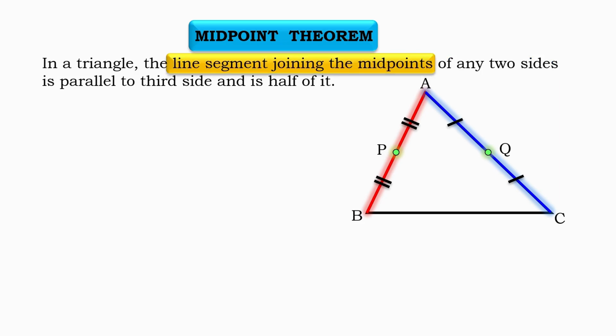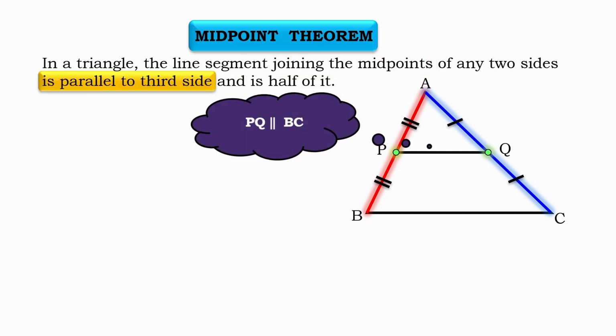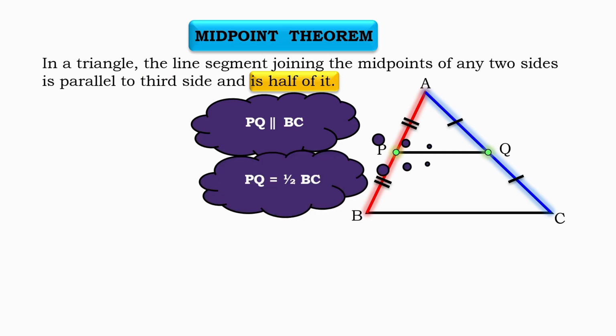Correct? So according to the theorem, the line joining these two midpoints, that means when we join P and Q, is parallel to the third side. Third side means BC, correct? Because we have already considered AB and AC. So the remaining side is BC. So it should be parallel to that, and also PQ is half of it, meaning PQ is half of BC.